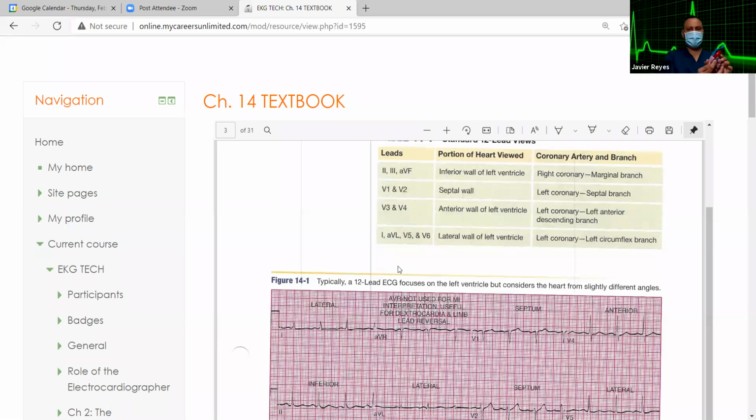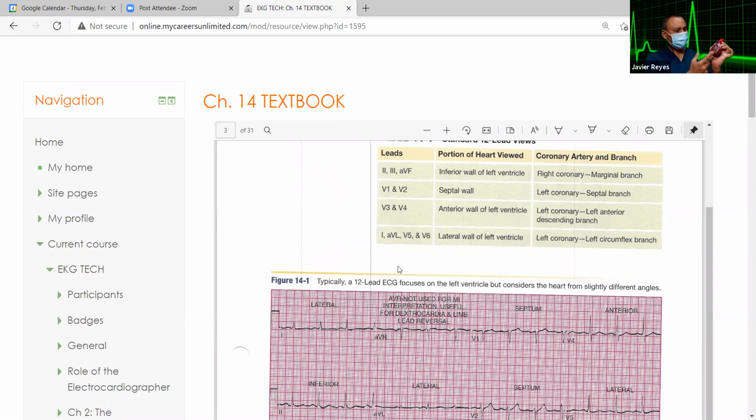So if you're looking at the heart, lead 2 looks at 60 degrees, from this part up. Electricity is flowing this way, and you're looking at the heart here, lead 2. AVF is looking at the inferior part of the heart, and then lead 3 about 120 to 130 degrees. So it's 60, 90, at about 120 to 130 degrees, more or less around here.